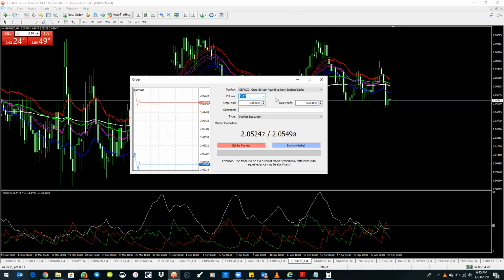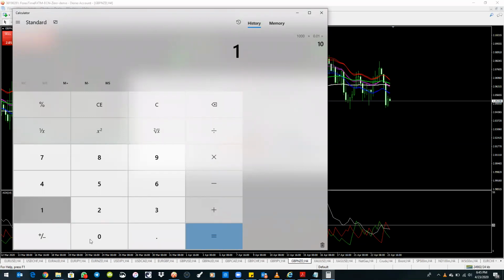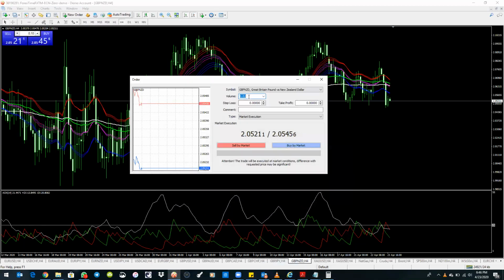Remember, one lot size is 1,000. So 0.02 is 0.02 times 1,000, which will give us $20. Let's just confirm that in case we have doubting Thomases amongst us: times 0.02, that is $20. If you want to place a trade of $50, you go up to 0.05. That allows you to place a trade of a value of $50 in the market.